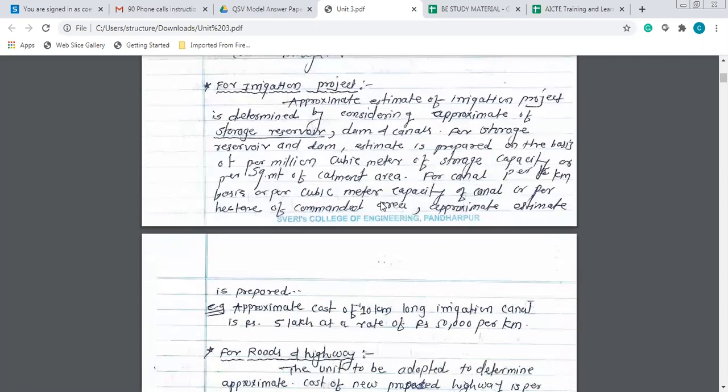And then for the irrigation projects, it is determined by considering the approximate estimate of the river storage reservoir, then the purpose which it serves, as I said earlier, whether it is only for domestic purpose or for industrial purpose. So then dam capacity we have to consider. What is the capacity of the dam? It may be 10 TMC, 100 TMC, 50 TMC. And then it is calculated on the basis of per million cubic meter of the storage capacity. As you know, the dam capacity is in TMC.